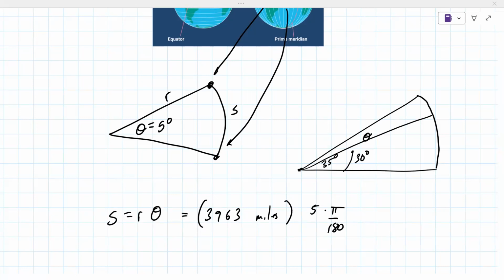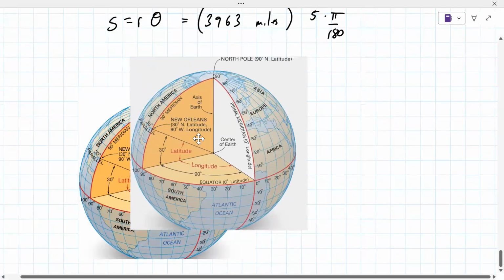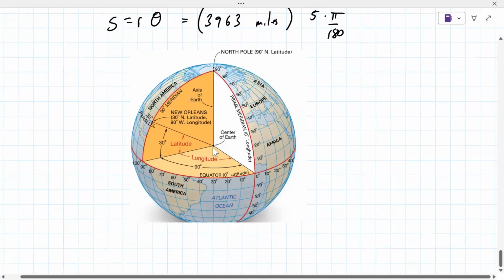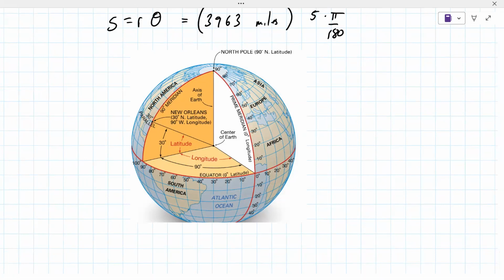This is also kind of a cool picture. So, center of the earth, these are the longitudes. The latitudes are going around circularly. Maybe this doesn't help, but that's something to maybe look into. That's it for that problem.